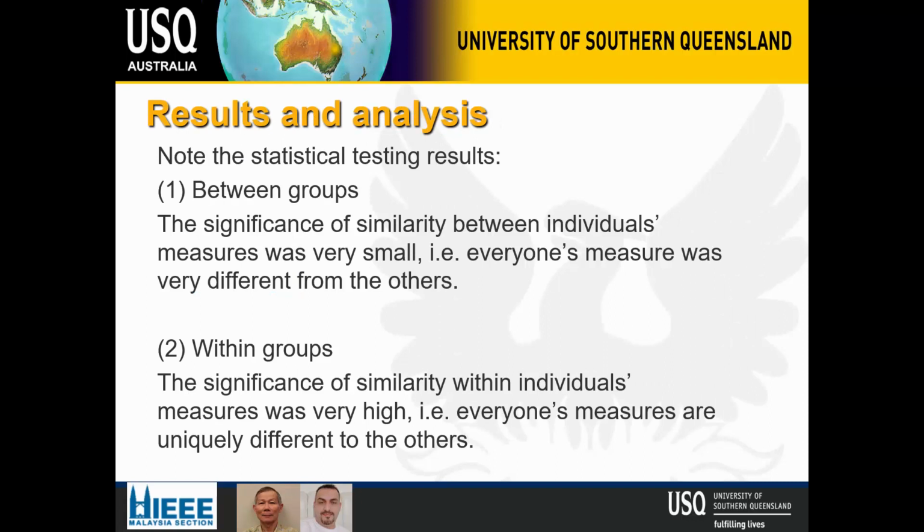Result analysis. Note the statistical testing results. Number 1, between groups, the significance of similarity between individuals' measures was very small. That means everyone's measure was very different from the others. Number 2, within groups, the significance of similarity within individuals' measures was very high. That means everyone's measures are uniquely different from the others.